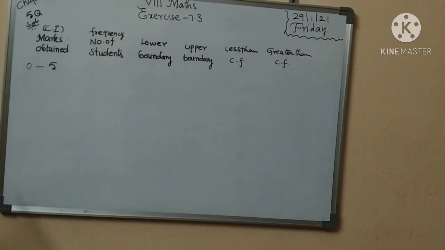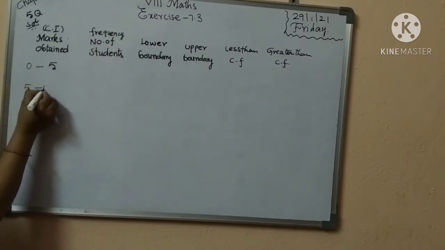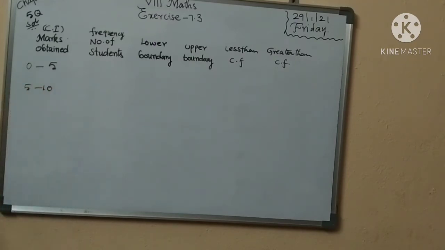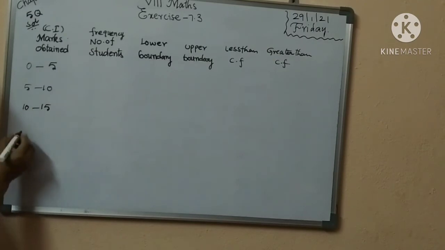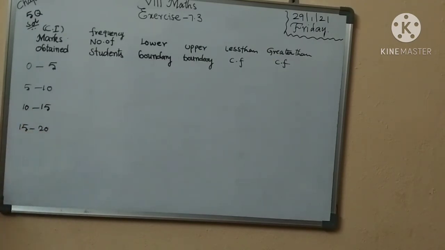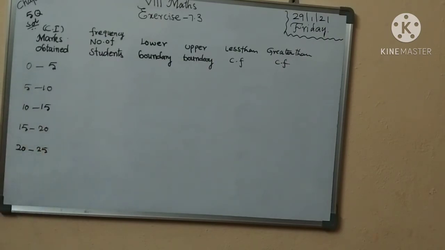Less than means the numbers before. Less than 5 means the numbers before, 0 to 5, and the same for less than 10, so 5 to 10. Next, less than 15, 10 to 15. Next, less than 20, 15 to 20. And less than 25, 20 to 25. These are taking the marks of 10 class interval.